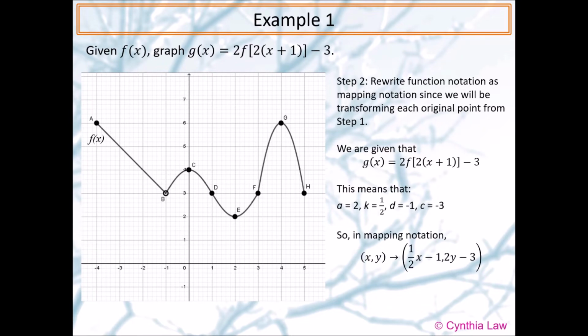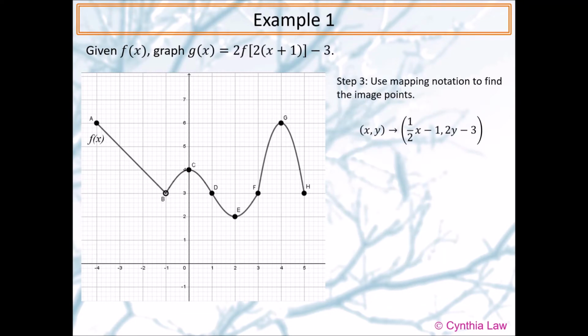So in mapping notation, it means that the x-coordinates will have to multiply by 1/2 for the compression horizontally, and then we will translate it to the left after. And then for the y-coordinates, we need to double it, multiply it by 2, before moving it down by 3 units. So now we're going to use the mapping notation to find the image points.